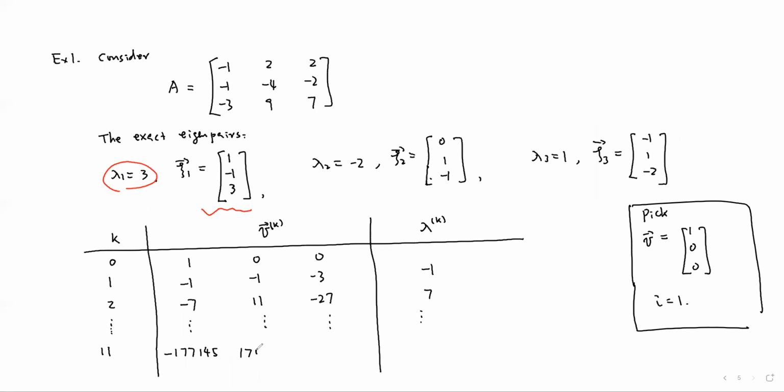The second entry is 175,097, then this is negative 529,389, and lambda. But lambda is very close to the number 3, 3.0001, because lambda k is a ratio of the current iterates over the previous iterates: a large number over a large number, possibly a small number, very close to 3. Now iteration number 12: negative 531,439, 535,535, and negative 1,598,445. Now the eigenvalue is almost exact, very close to 3.